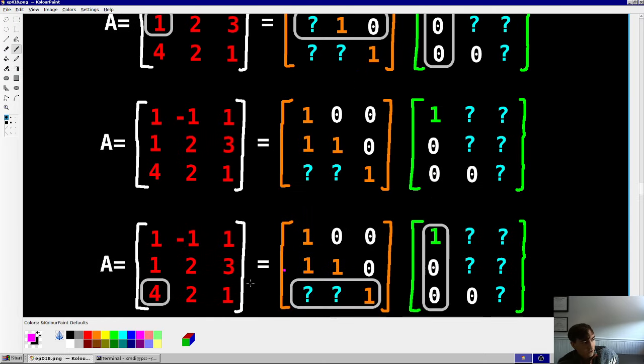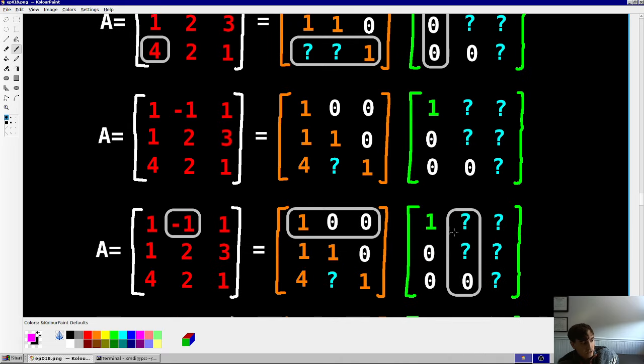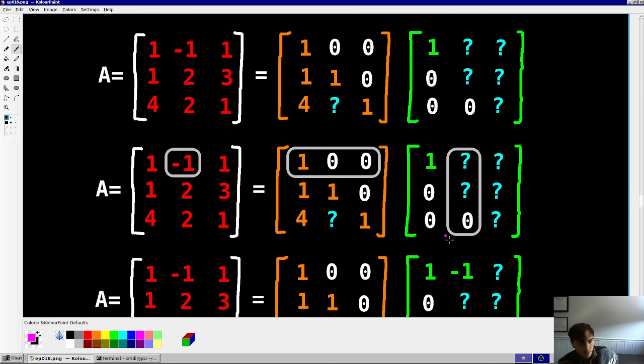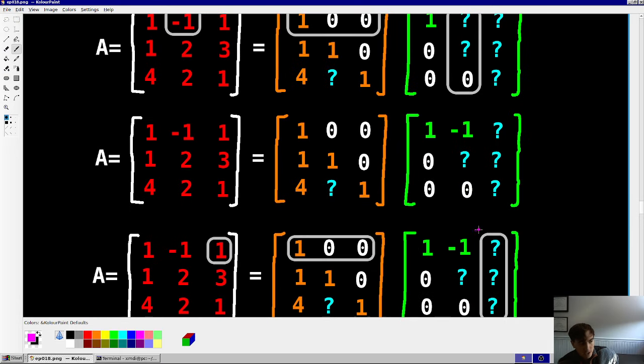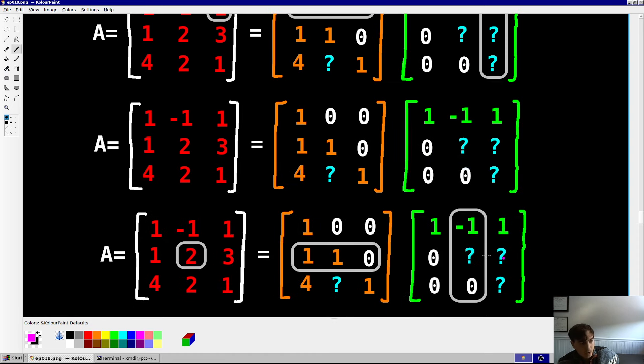Now, what can you do? Well, if you want to solve for this question mark entry right here, you can do so by multiplying this row times this column. The 0 kills that question mark, and basically you know that this question mark has to be a 4. You've got that. Now you can solve for this question mark right here. If you think about it, this row times this column has to multiply to negative 1. That question mark must be a negative 1. Similarly, the last question mark in that row must also be a 1 for a similar process. This row times this column has to give you a 1. That entry must be a 1. Okay, great. How about the middle question mark here?